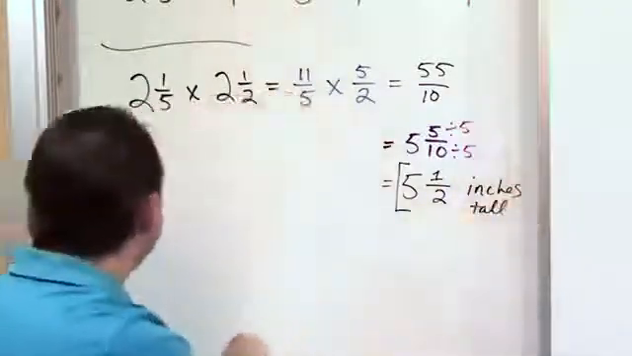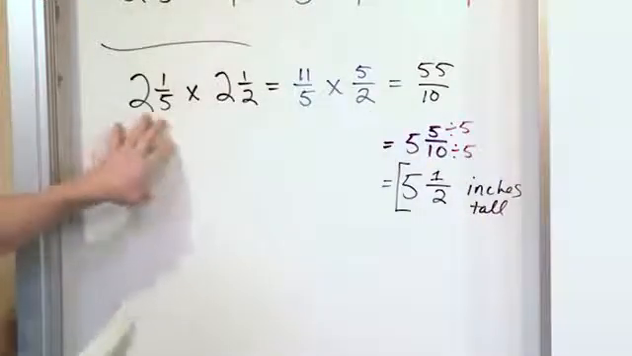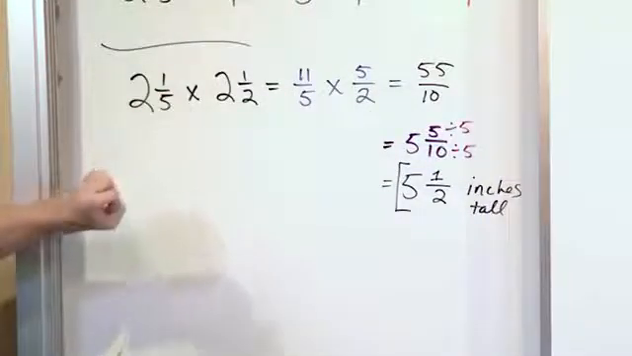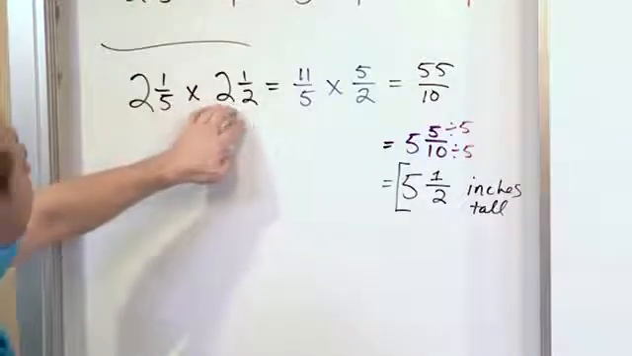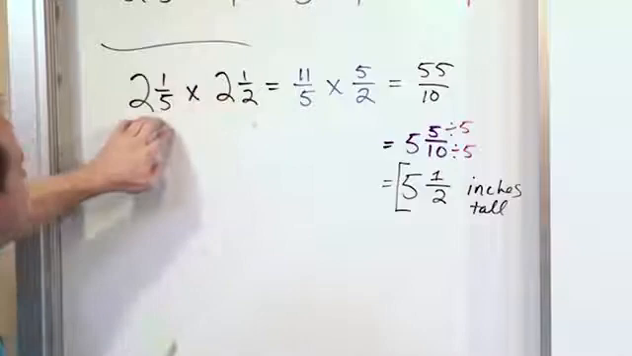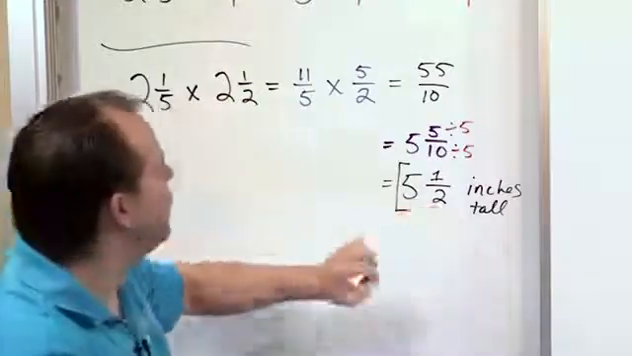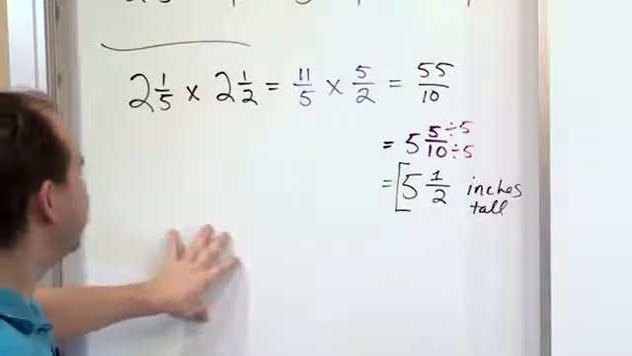What it's basically saying is if Martin is growing a plant 2 1/5 inches tall, which is just a little bit more than 2 inches, and he's growing something 2.5 times as tall as this guy's plant, it's going to be 5.5 inches tall, and that makes sense based on the numbers.